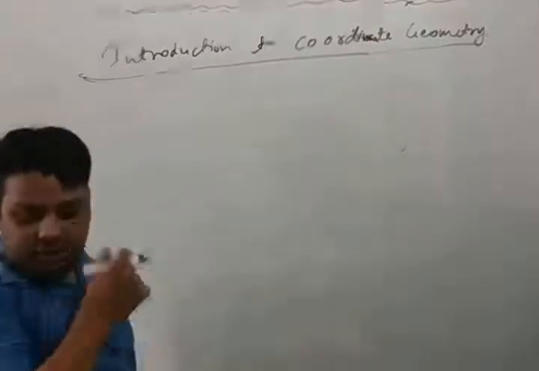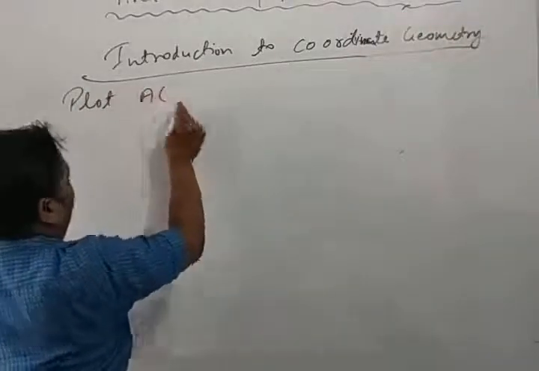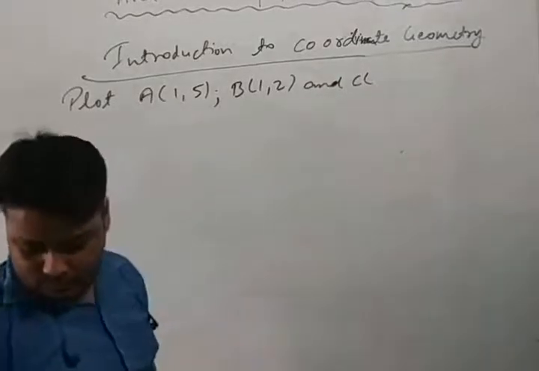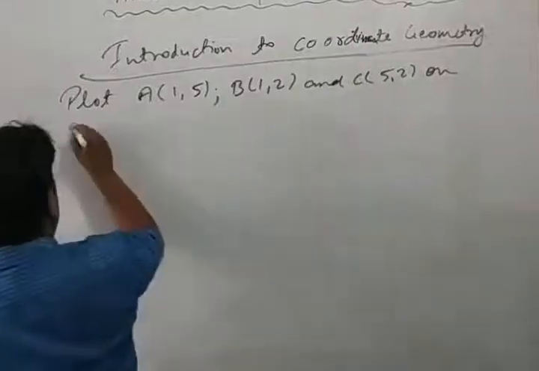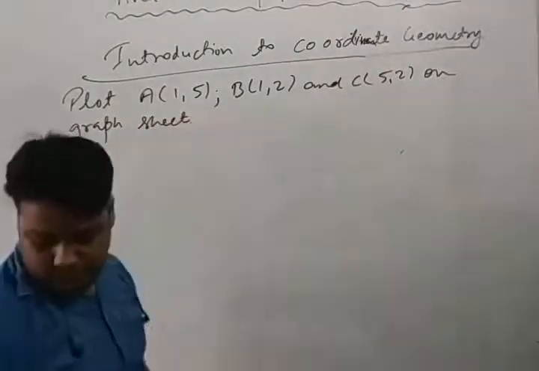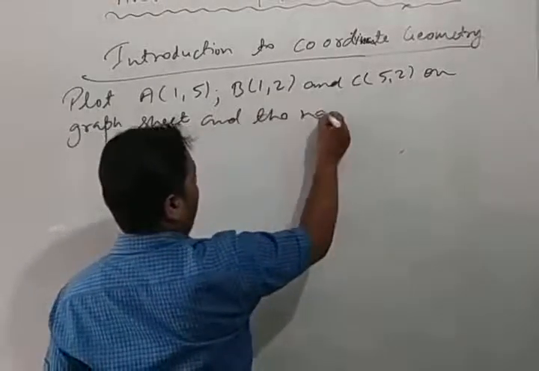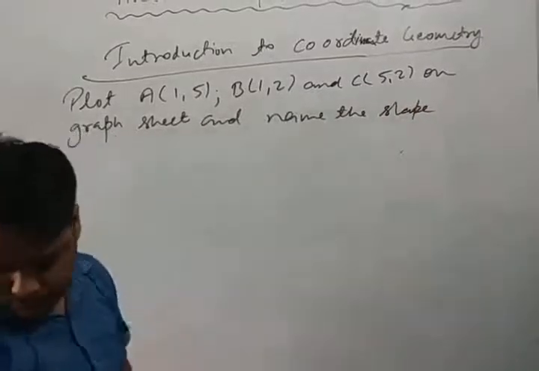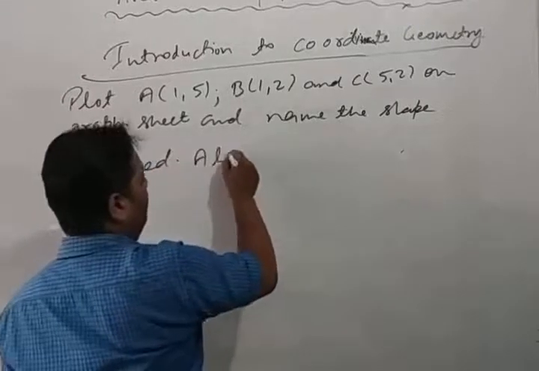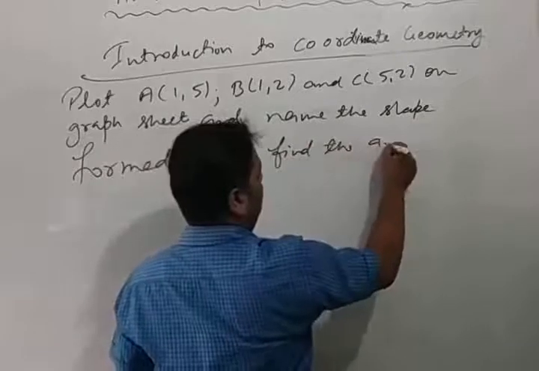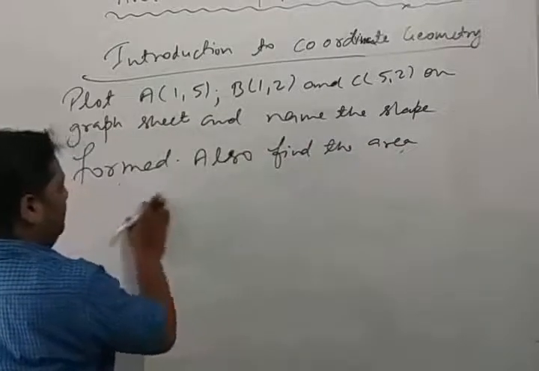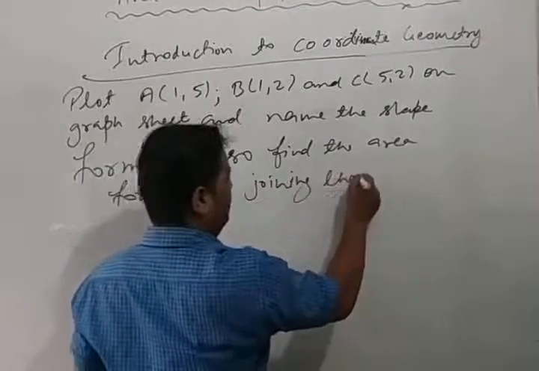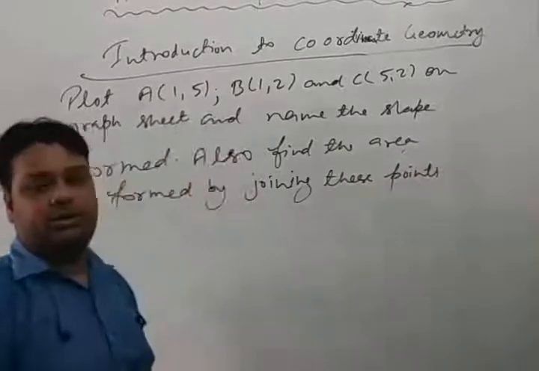Now, the next question is given: plot A (1, 5), B (1, 2) and C (5, 2) on graph sheet, name the shape formed, and also find the area formed by joining these points. Okay, so this is the question.